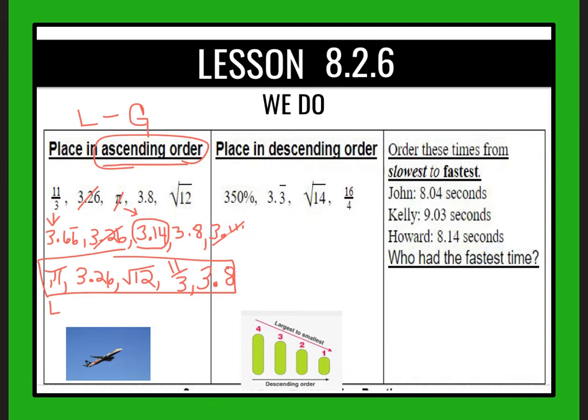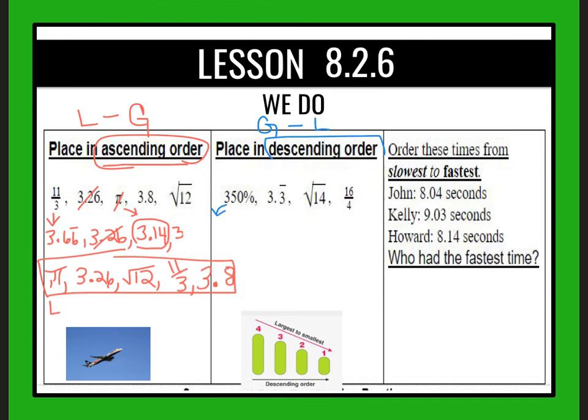If I'm looking at descending order, I'm just going to erase here a little bit. Now, I've given you another picture. I'm going from the largest or the greatest to the least, okay? So greatest to least, that is descending order. Same thing, I'm going to go ahead and convert. My strategy is to convert everything to decimal form.